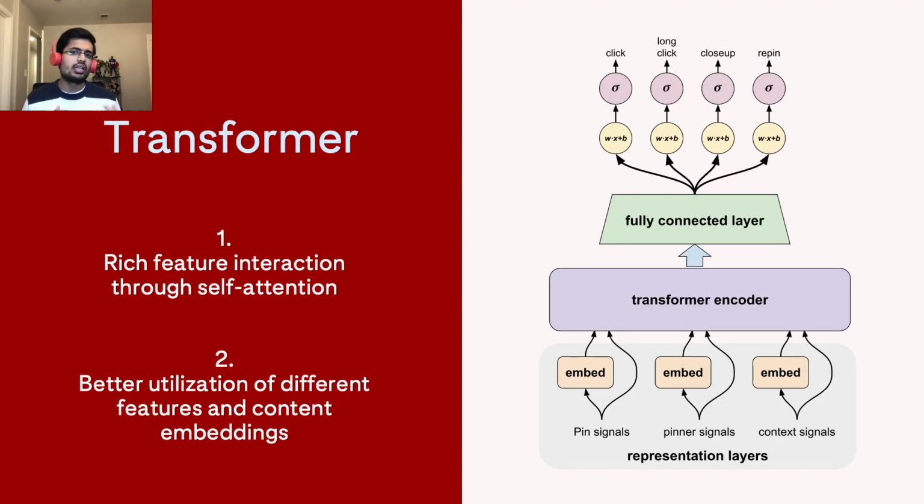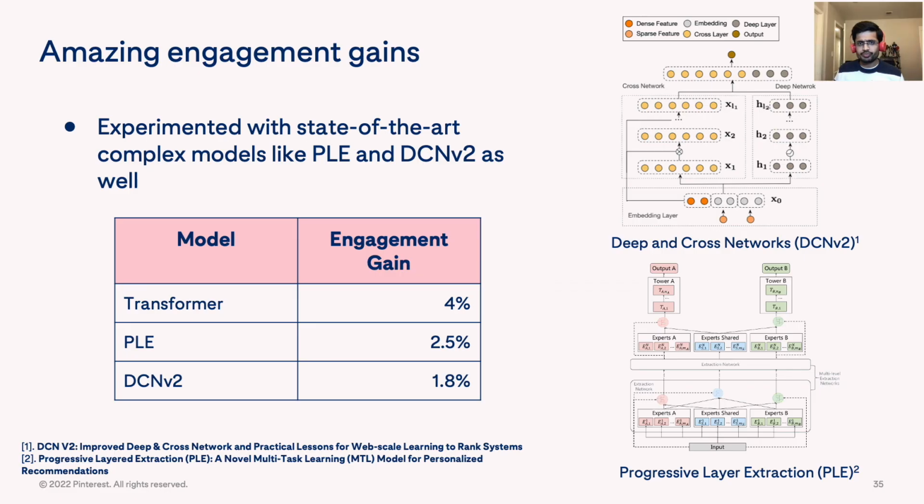Excited by these wins, we further invested in exploring different complex and large models, including several state-of-the-art learning to rank models. We found that using a two-layer transformer encoder followed by a fully connected layer worked the best for us, giving us a 4% gain in offline metrics. The self-attention in the transformers allows for rich feature interactions and leads to better utilization of the different sparse and embedding features in the model, leading to better performance.